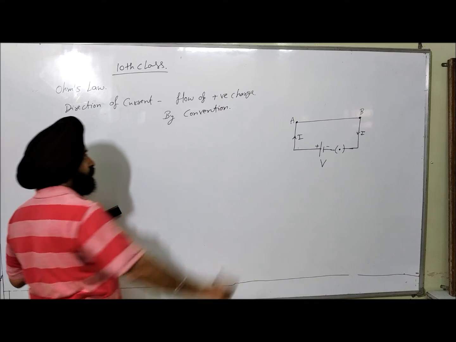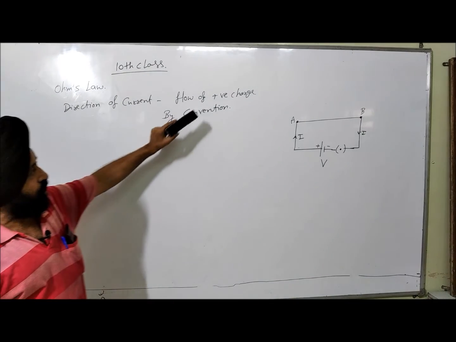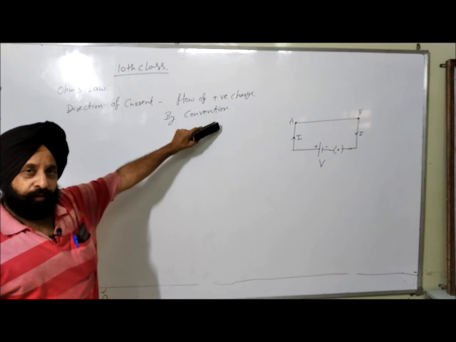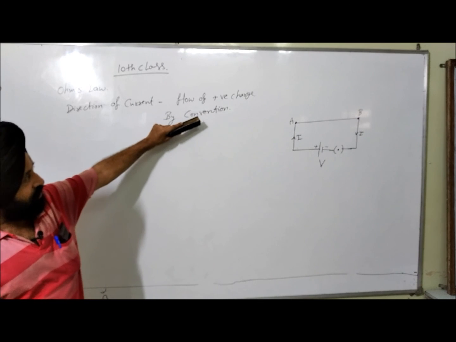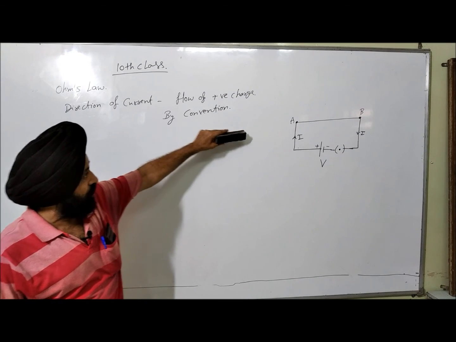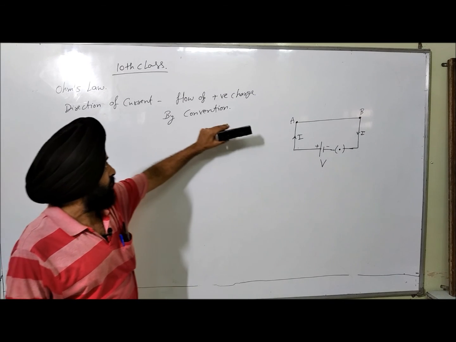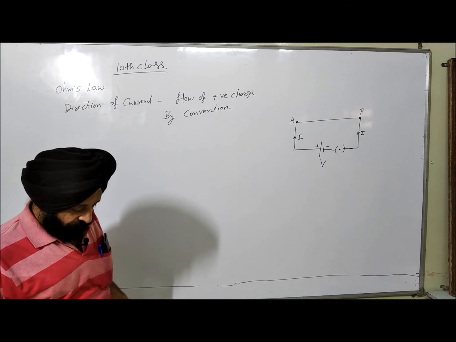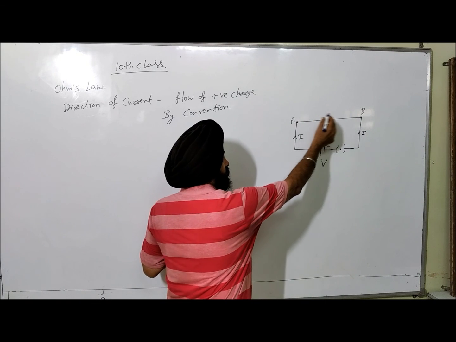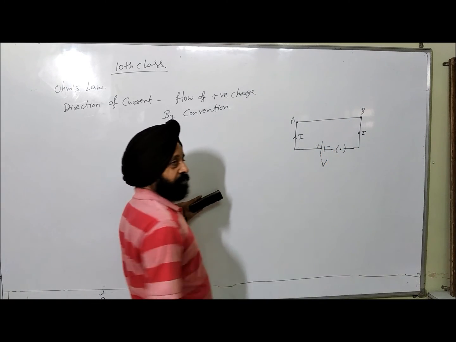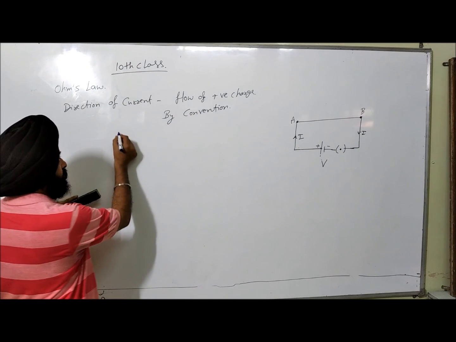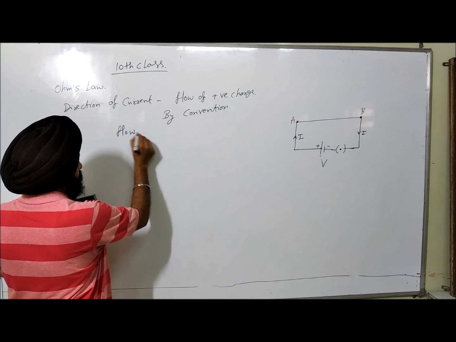In the olden times we considered that positive charge flows from the higher potential to the lower potential, and today we also take the conventional current. Conventional current is the flow of positive charge from the positive terminal of the battery to the negative terminal of the battery. But actually there is a flow of electrons.